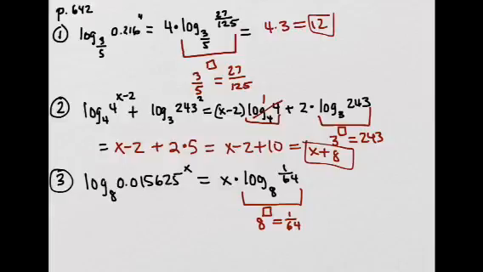Well, I know that 8 squared is 64, so I want 1 over 64, so then that means the exponent has to be negative 2. So in this box here is negative 2. So then that means that this is going to be x times negative 2, which is negative 2x.